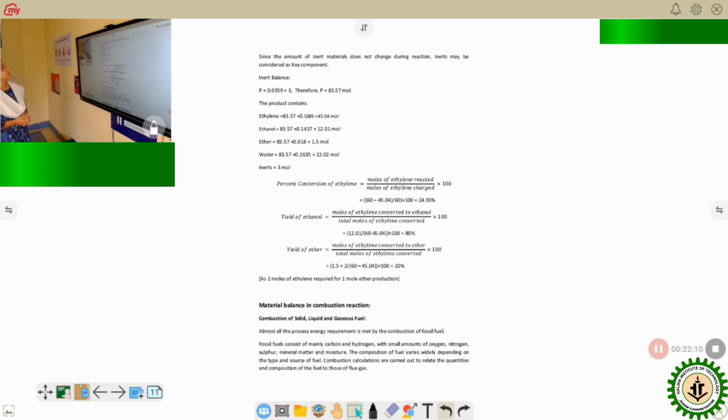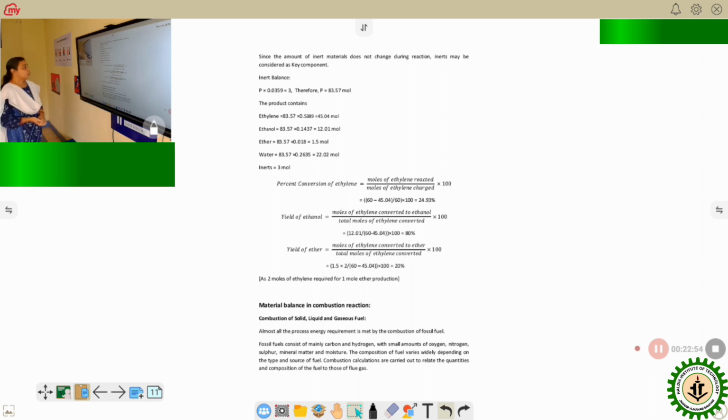Now that we have calculated the product amount, we can calculate every component present in the product in mole. So ethylene present in the product is the amount of product into the percentage of ethylene present in the product, and ethanol is also the amount of product into the percentage of ethanol present in the product, and ether is the amount of product and percentage of ether present in the product, and similarly water and inert. Inert is 3 mole.